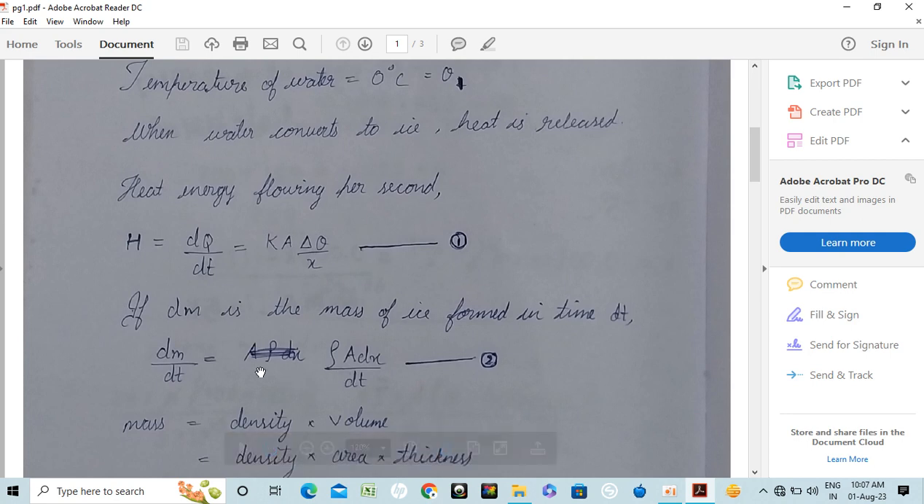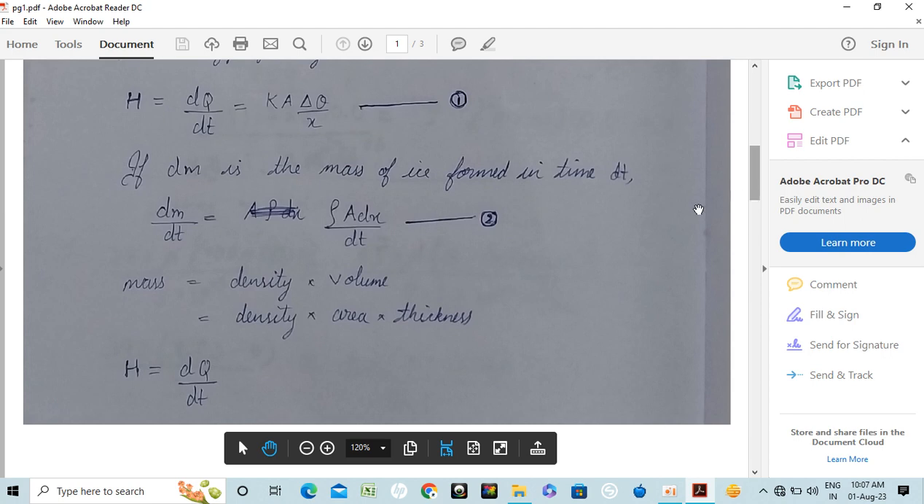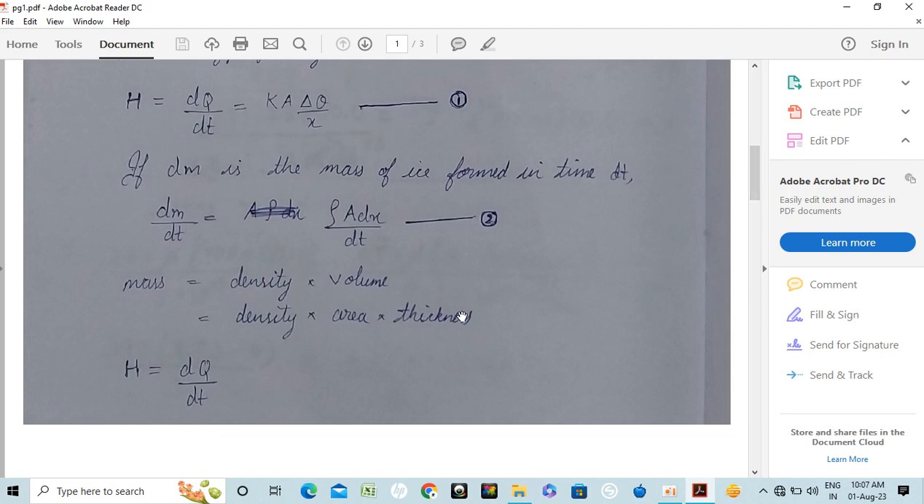Now we know that dm is mass. So mass is equal to density times volume, and this volume can be written as area into thickness. So for dm mass, it can be written as density into area into dx thickness. So dm by dt becomes rho A dx by dt. This is our equation number 2.